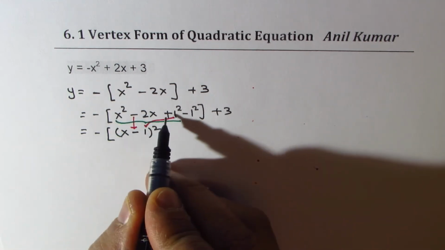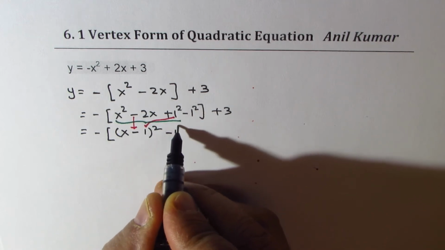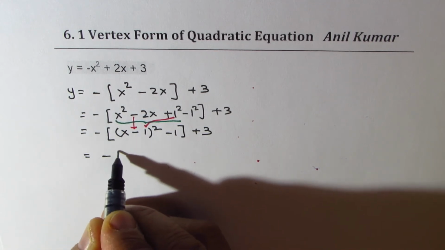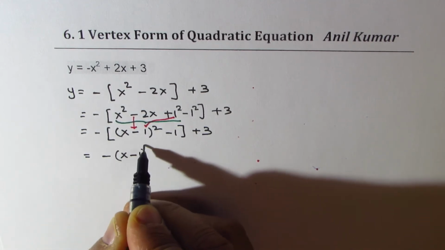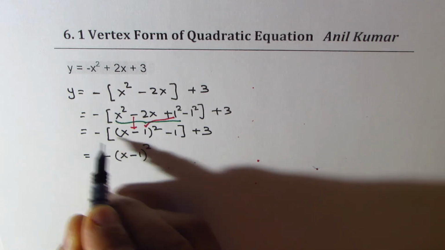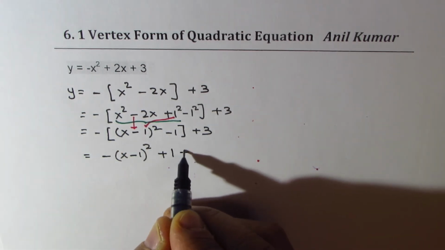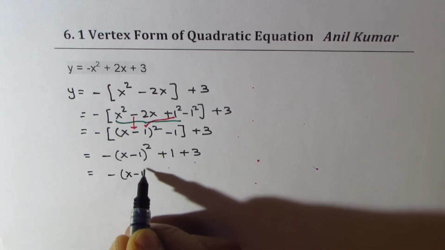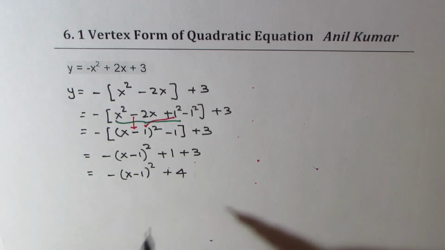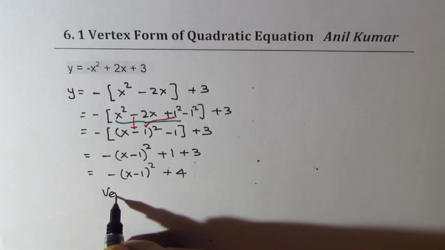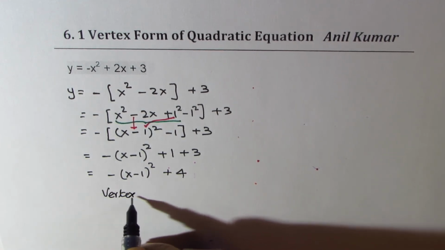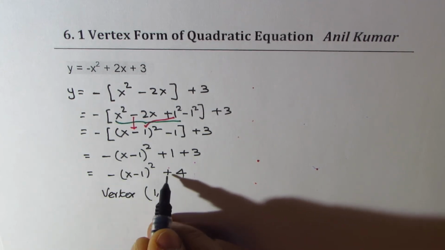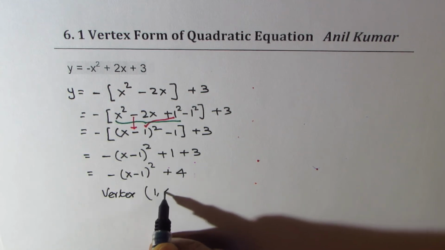So that takes care of the first 3 terms. Minus 1 square is minus 1. We get plus 3 here. Now we open the bracket. We get minus x minus 1 whole square, and minus becomes plus 1 plus 3. Combine the last 2 terms. We get minus x minus 1 whole square plus 4. You see that? Now the vertex here is 1, whatever makes this 0, and the number itself, plus 4.